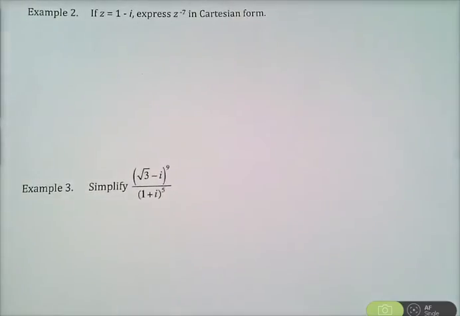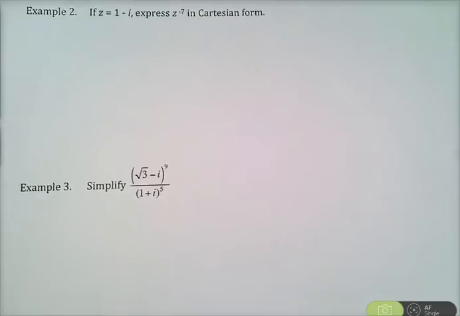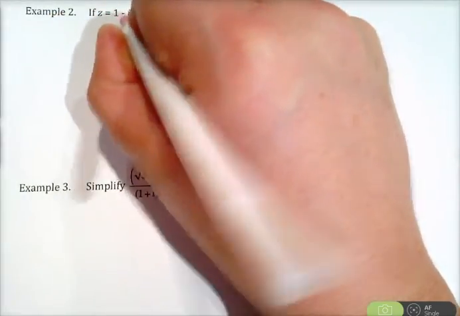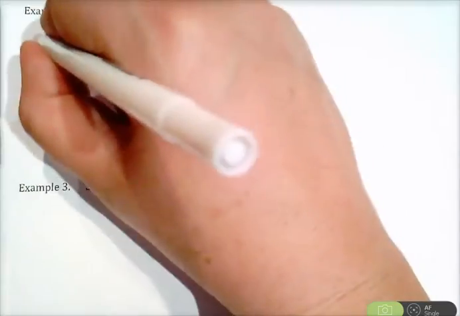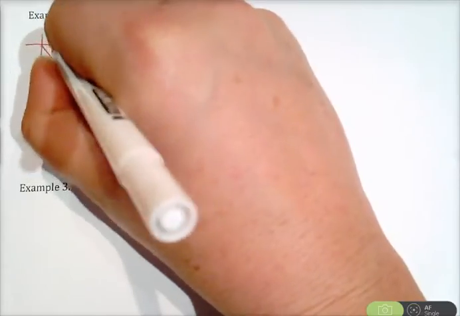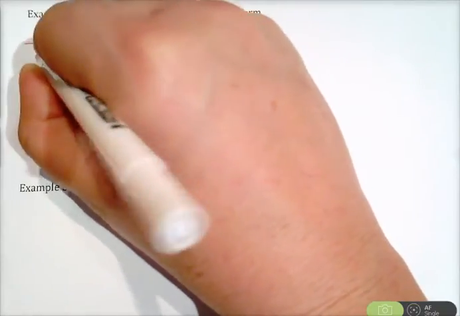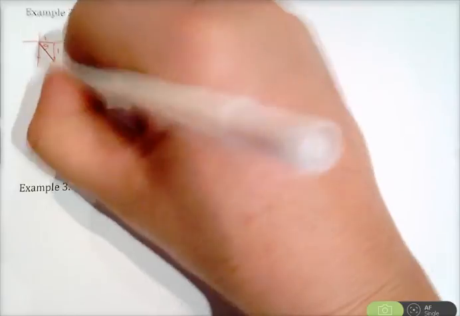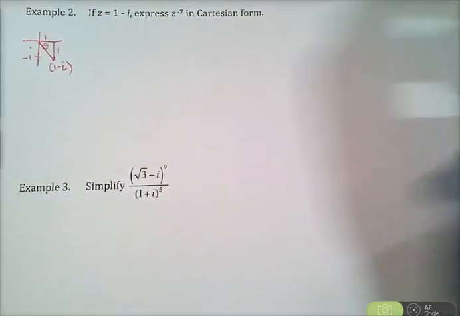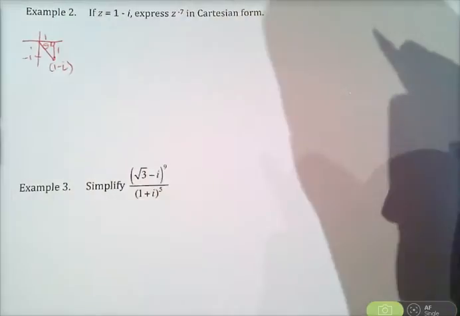Okay, the next question, example 2: if z equals 1 minus i, express z to the power of minus 7 in Cartesian form. So first you need to express 1 minus i in modulus argument form. Let's just sketch where it is. We've got 1 across and 1 down, because this is 1 minus i, or 1 minus 1i. Now we know that that's in quadrant 4, and it's an isosceles triangle, so this angle here is 45 degrees.